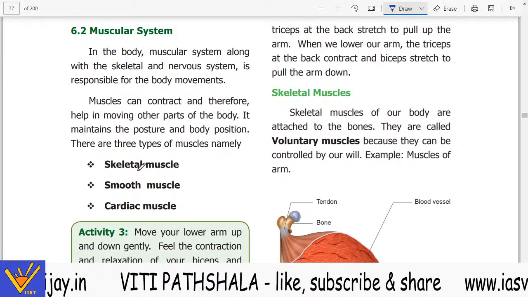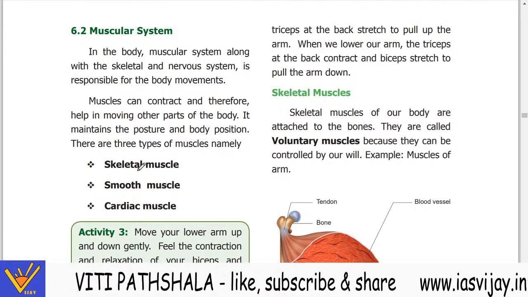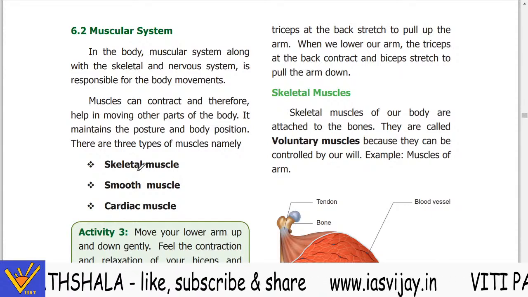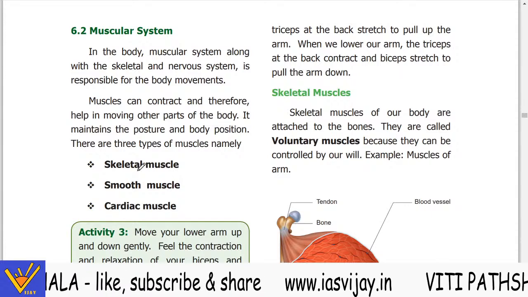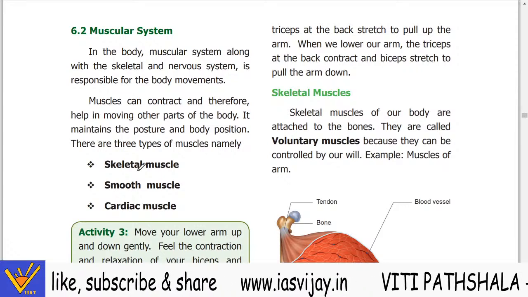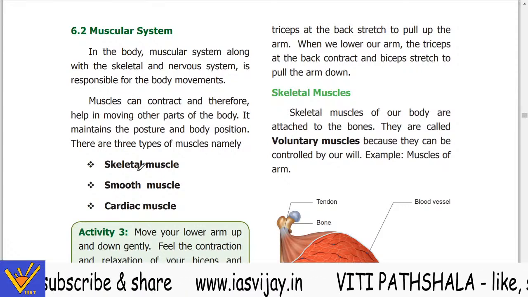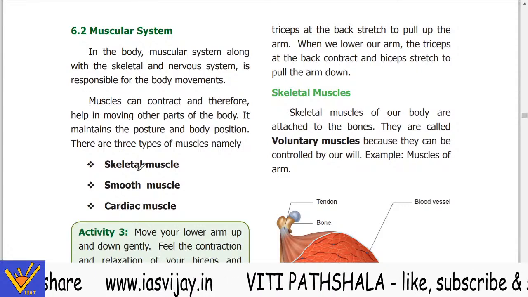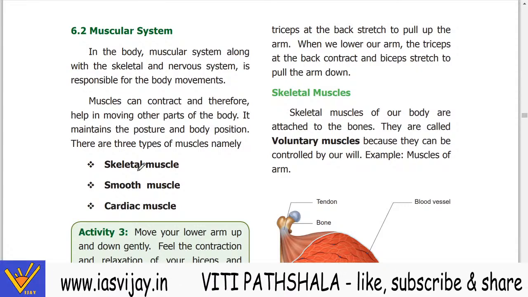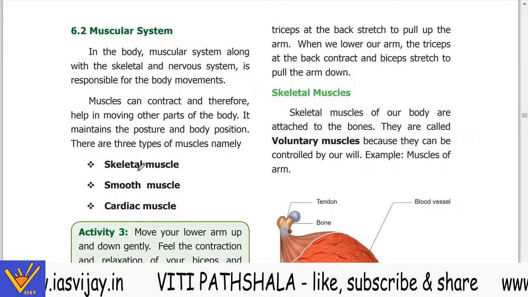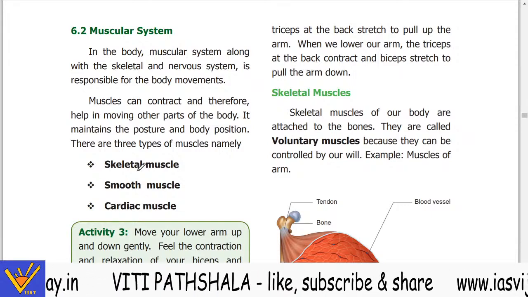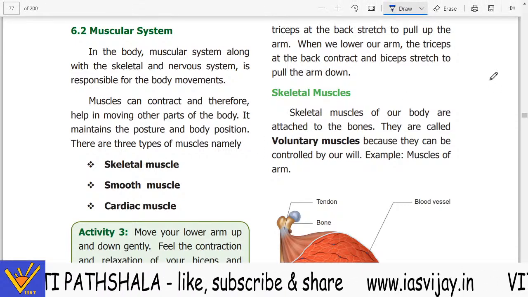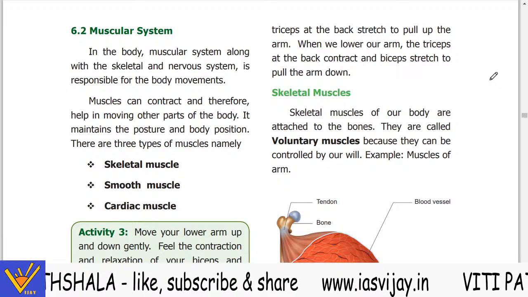Now the next part is the muscular system. In the body, the muscular system along with the skeleton and the nervous system is responsible for our body movement. Muscles can contract and therefore help in moving other parts of the body.